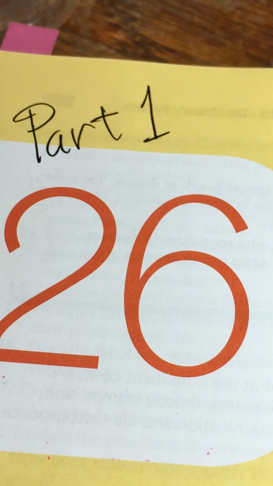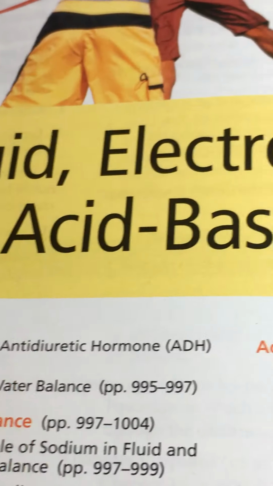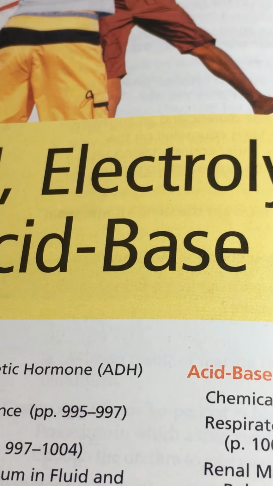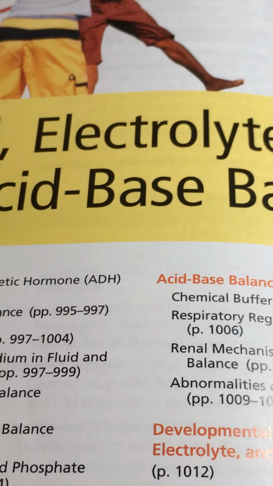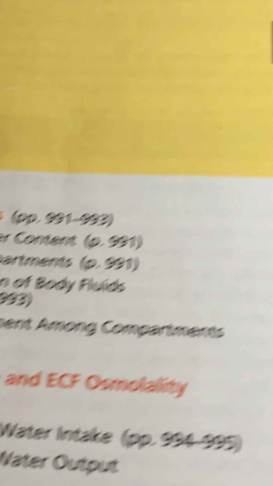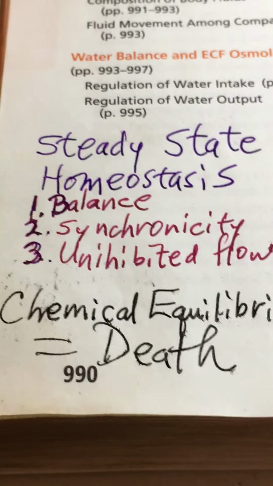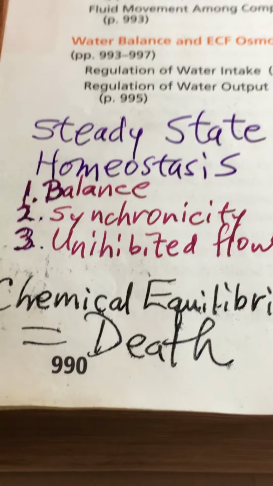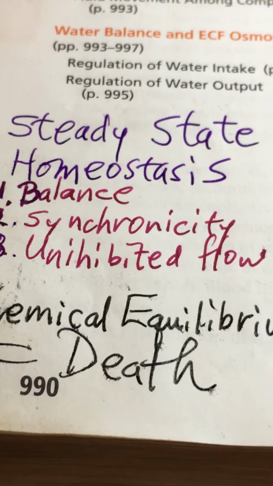Here we have part 1, chapter 26, of what is the fluid, electrolyte, and pH, but also acid-base balance of the body. One of my very favorite parts of anatomy and physiology, because it is sort of the hidden part where we look at what's actually health and pathology on a more intrinsic level. And we have a condition called steady state homeostasis.